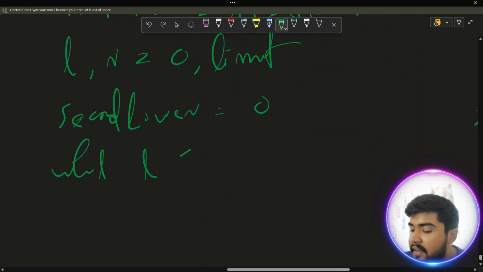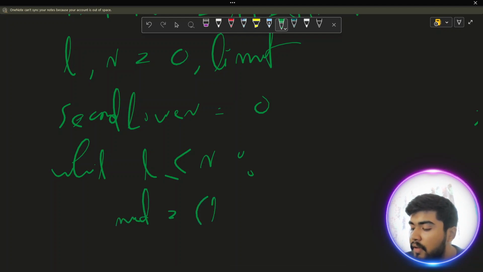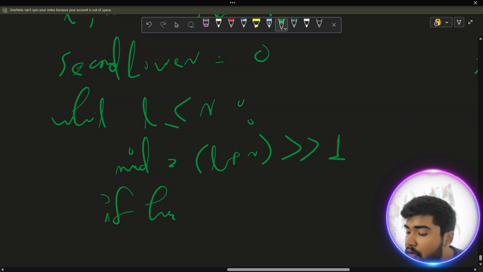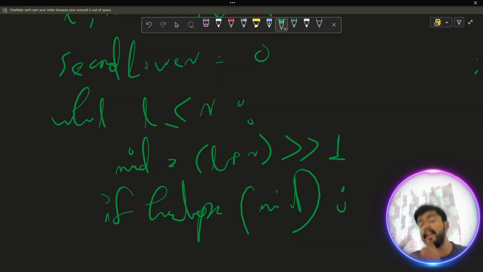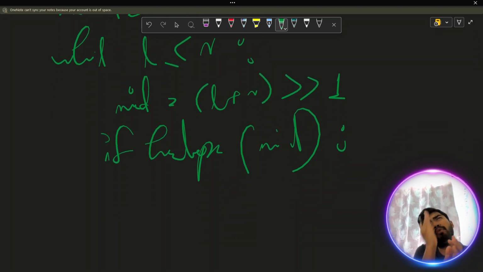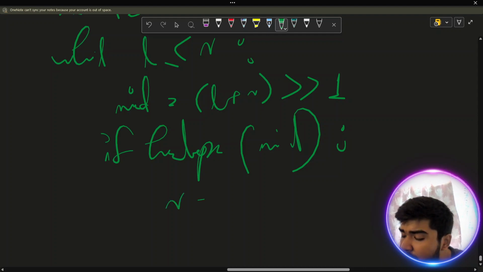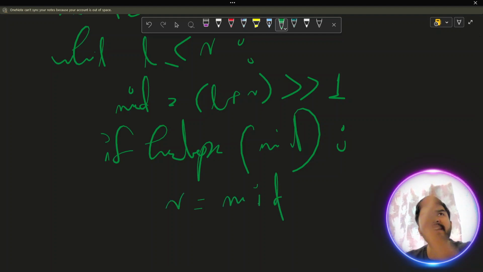While left is less than or equal to my right, my mid is going to be computed as L plus R by 2, yes, right shift by 1, that we followed in the very first videos. If I make a call to my helper with this mid value, it is going to tell me if it is valid. Then I am looking for the first threshold, that is the second lower, the lower boundary. So I have to move my right to be mid minus 1.